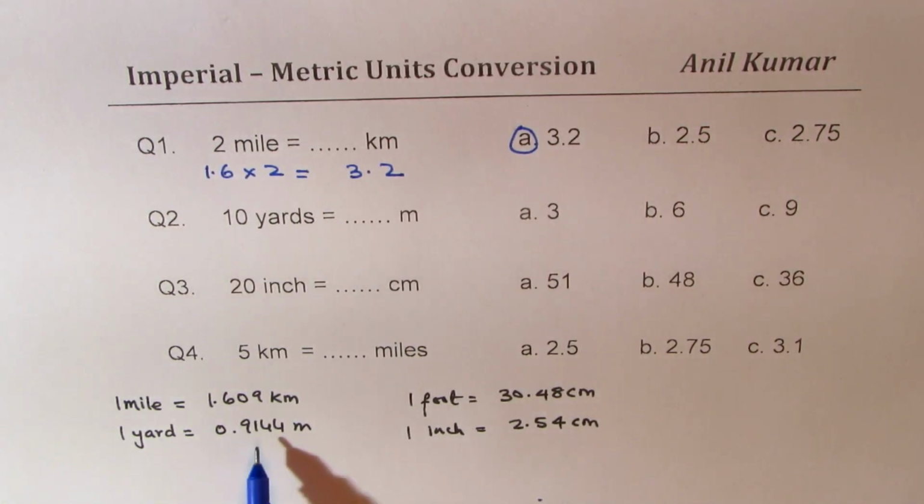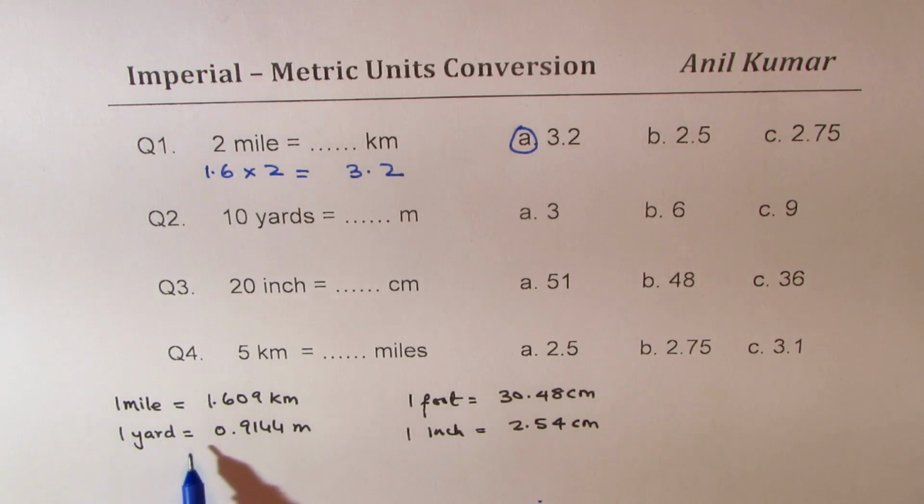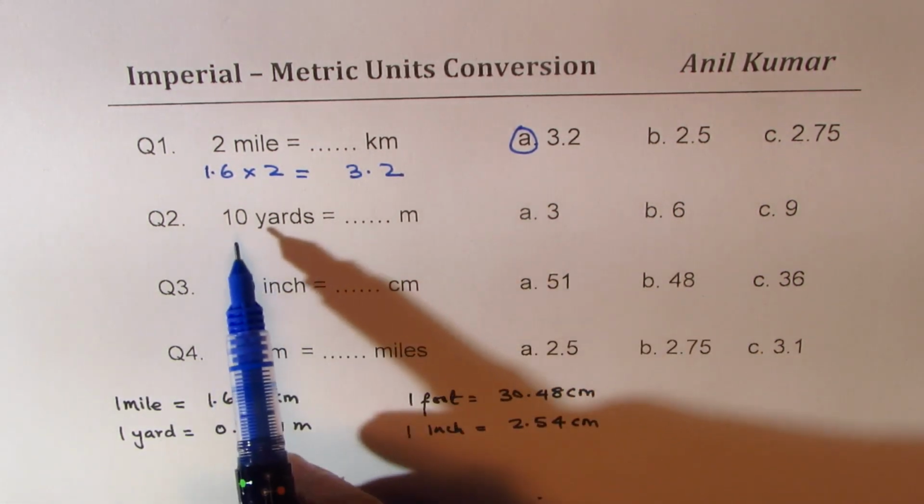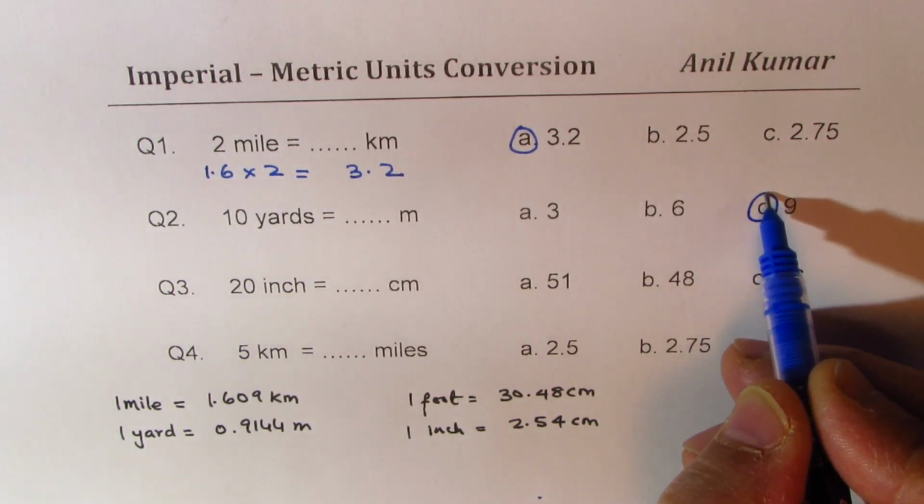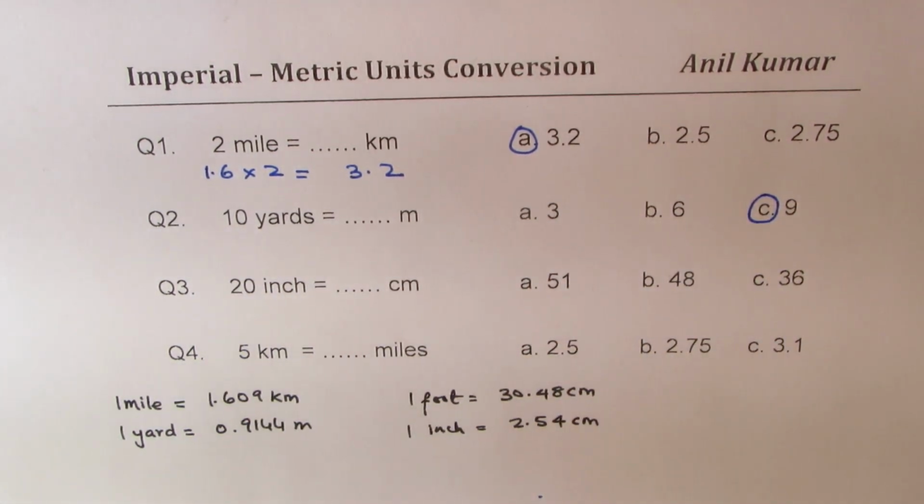Now 1 yard is almost as good as a meter, right? But slightly less, as you can see. 1 yard is 0.9 meters, right? Slightly less. So slightly less than 10 is 9, so that gives me the answer. They are almost the same, as you can see, about 10% less. You can think like this. So that gives you a quick answer.